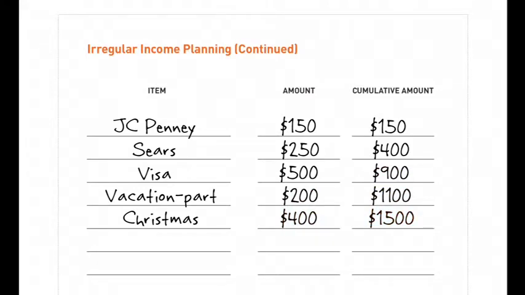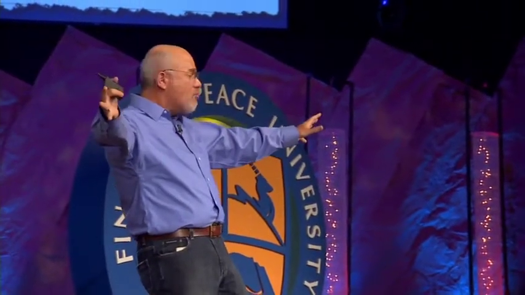Now, if this guy gets a quarterly bonus out of the blue that's not in his budget, it doesn't mean party, road trip. It means if he gets a $1,064 take-home quarterly bonus, what's he going to do with it? Well, we're going to pay off JCPenney, Sears, Visa. We're going to fund part of the vacation because $1,064 doesn't quite get me to $1,100.